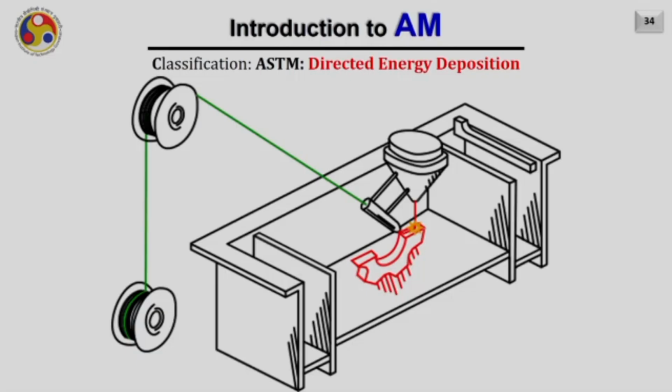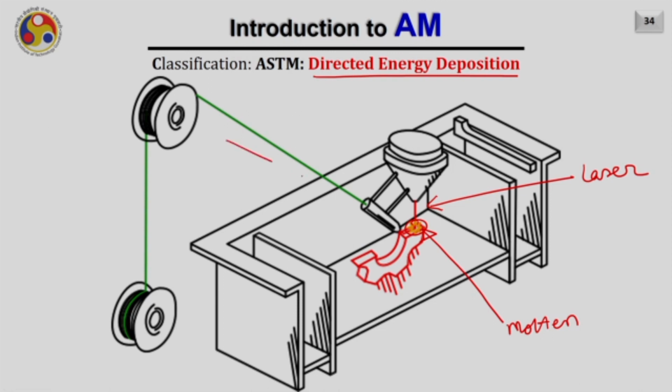Next is directed energy deposition. In the case of directed energy deposition, we use a laser beam or arc or plasma to create the molten pool on the substrate, on the pre-built layer. This is the molten pool, and in this molten pool we feed the wire appropriately.